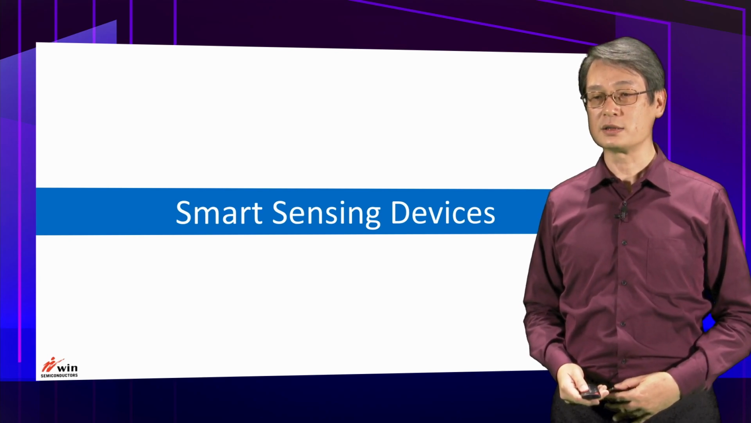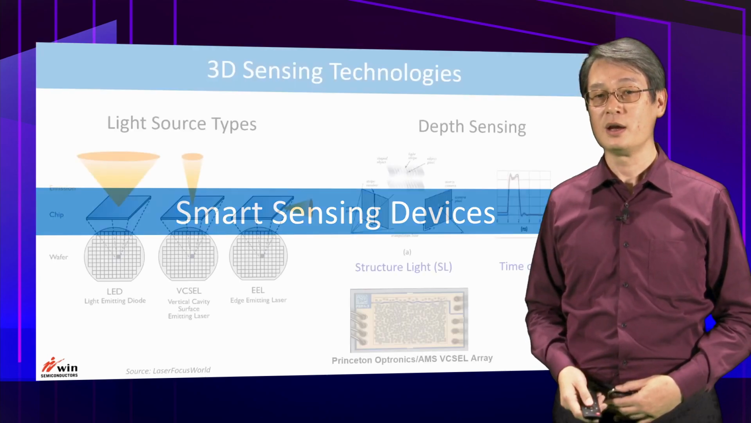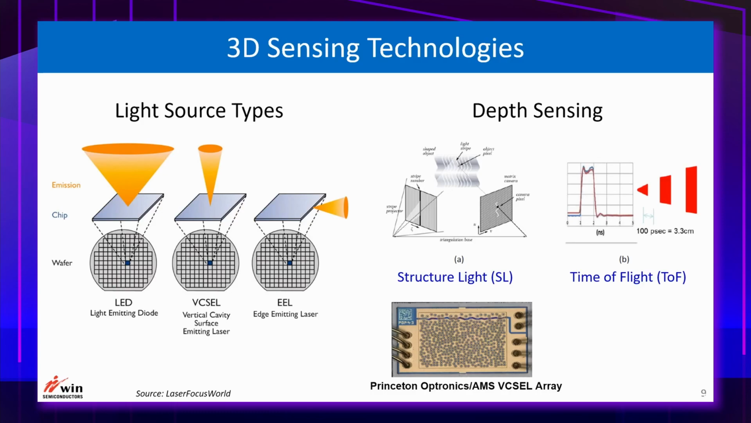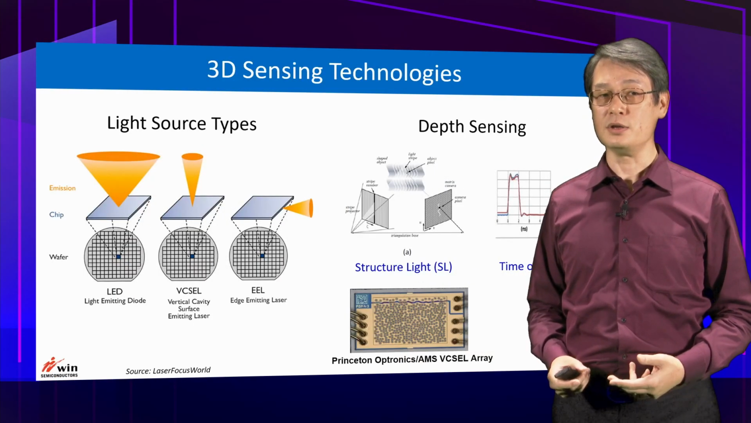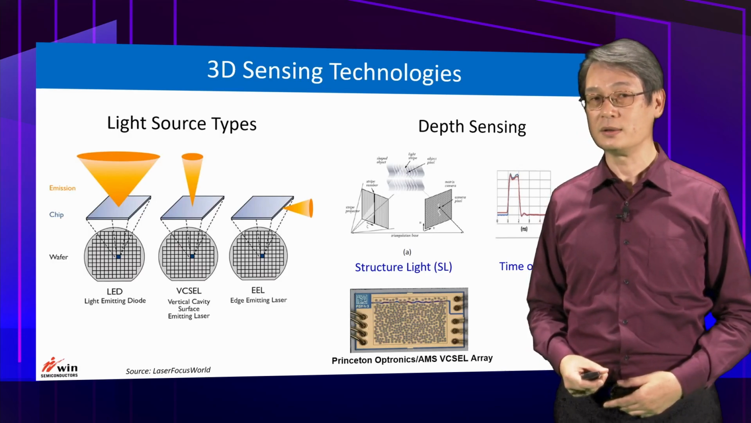Starting from smart sensing devices. There are 3 types of light sources for 3D sensing technology: LED, VCSEL, and edge-emitting lasers. Each has its own advantages over the other 2. VCSEL is the most widely used light source today, however.